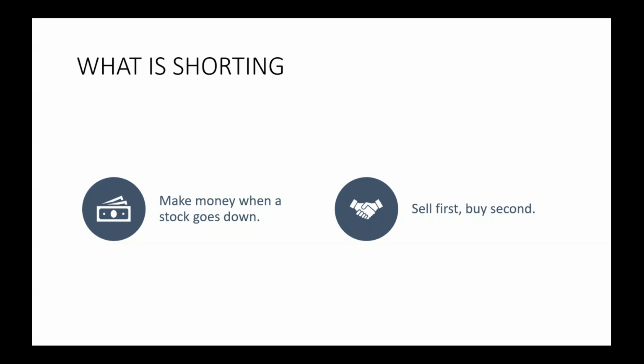So when you're buying and going long on a stock, you typically will buy first and then sell at a higher price to make money. Well, when you're shorting a stock, it's the exact opposite. You sell first at a higher price and then buy it back at a lower price. And I'm going to break that down a little bit and hopefully clear that up a little bit.